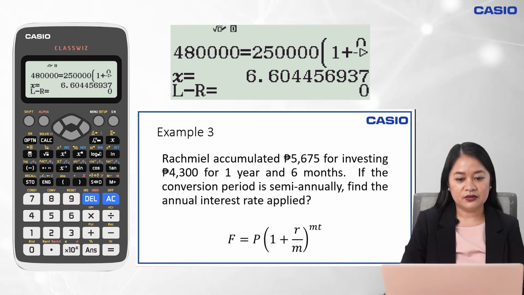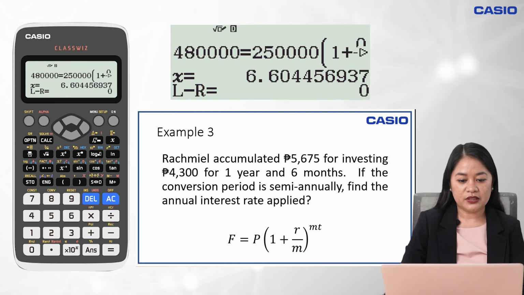Now let us try this example. So here, the given are 5,675, which is the future value, 4,300 pesos, the present value or the principal. And then for the period of time, this is 1.5 years. So we are looking for the annual interest rate R.